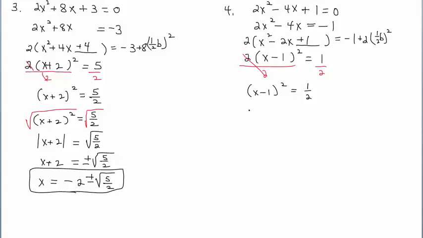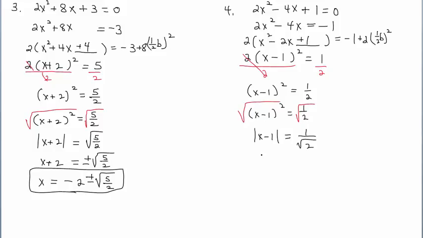I'm going to rewrite the problem. I think you see where this is going. I'm going to bring in the radical. Absolute value of x minus 1. Notice that the square root of 1 is just 1. You could bring that out as just 1 and leave the square root of 2 in the denominator.